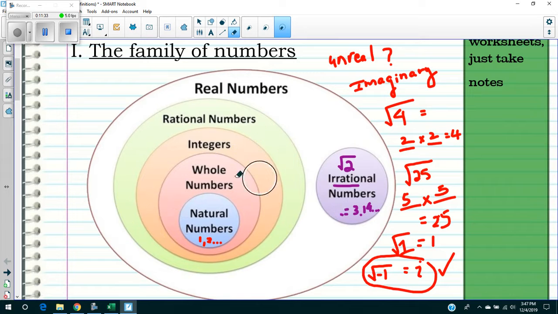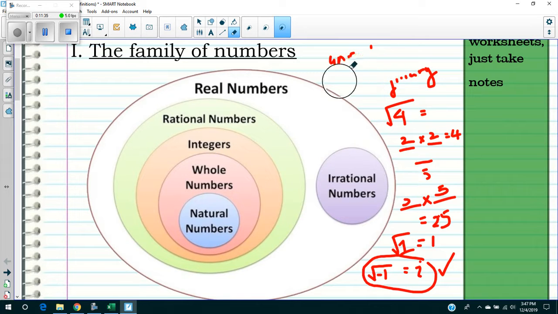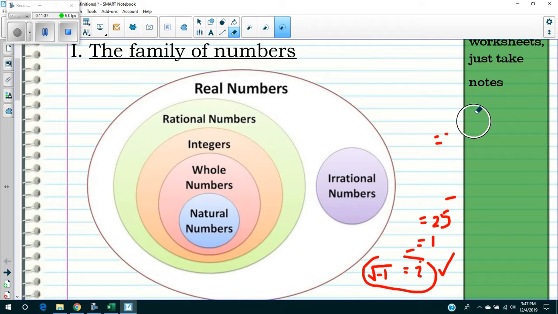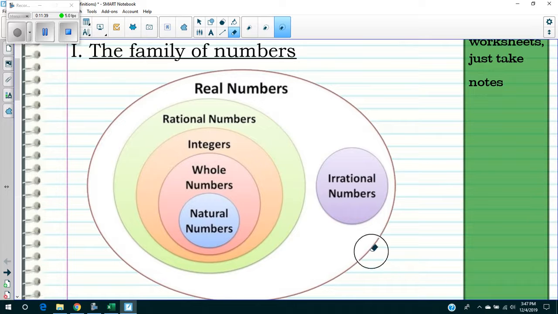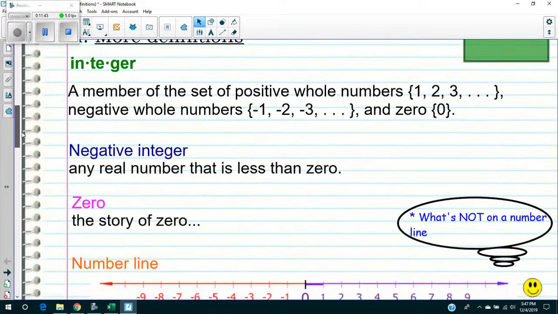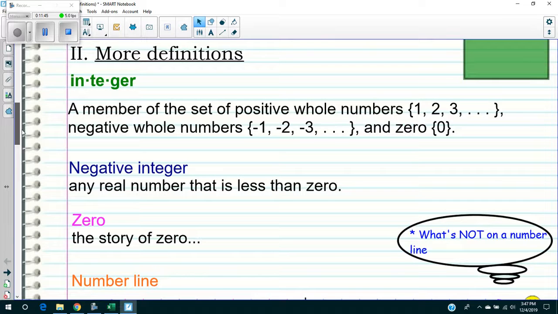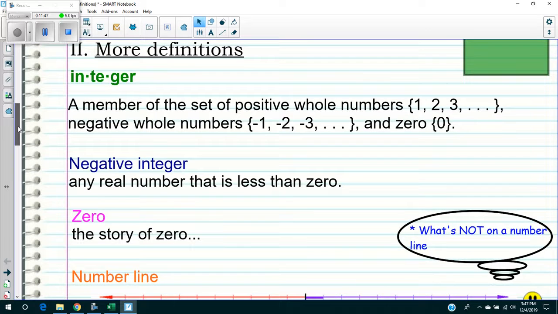So let me erase this real quick. All right, so let's move on then. All right, let's talk definitions. All right, something a little bit more digestible for all of us is this. So let's see. All right, more definitions. All right, you're gonna have to write this down. So in exchange for not having any worksheets or homework to do, per se, this is what you have to do. Okay, so an integer.